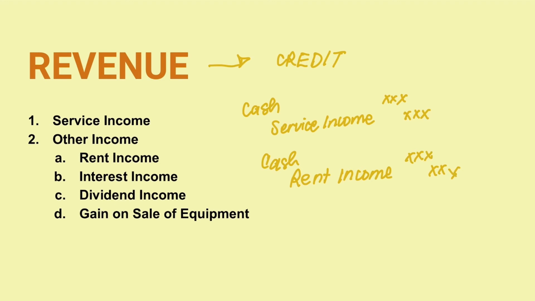For example, instead of receiving cash, the customer recorded it in accounts payable, which is on their end. It will be an accounts receivable on your end, so you debit accounts receivable, and credit service income. So those are the usual journal entries for revenue transactions.